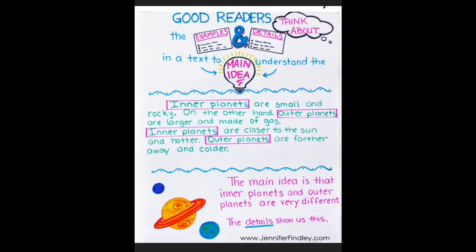So listen to this reading. Inner planets are small and rocky. On the other hand, outer planets are larger and made of gas. Inner planets are closer to the sun and hotter. Outer planets are farther away and colder. The main idea is that inner planets and outer planets are very different. The details show us that. So again, the main idea is that inner planets and outer planets are very different. But if you look at the details, they are pointing us straight to the main idea. So good readers use those details and those examples to help understand the main idea.